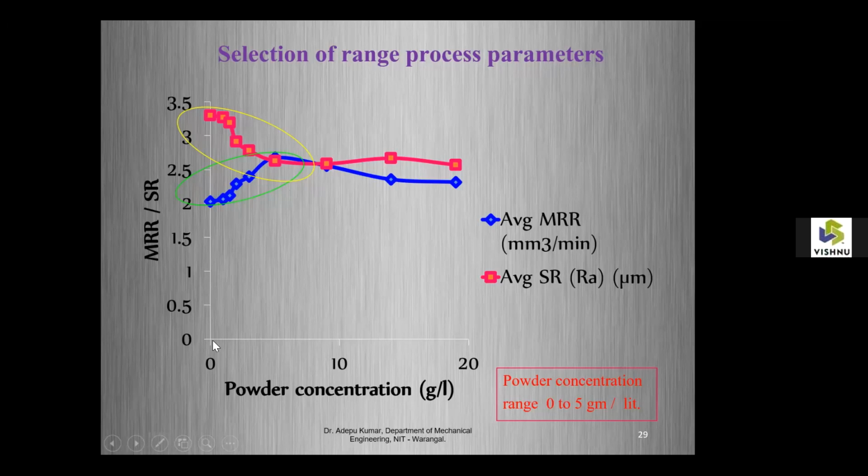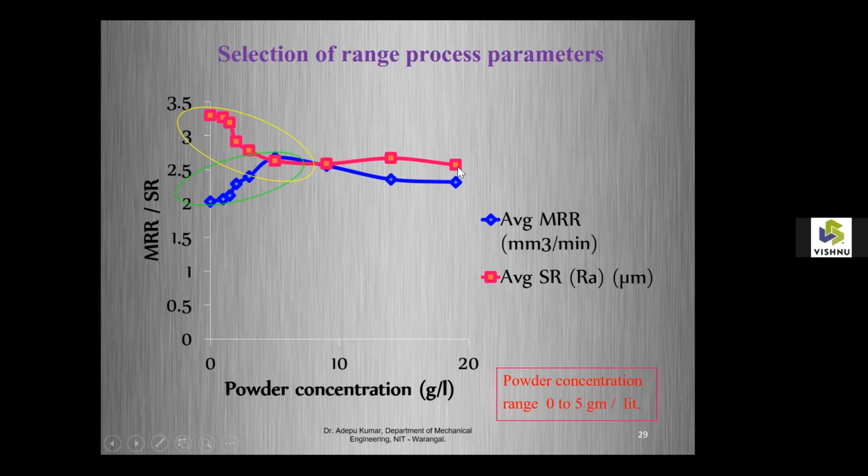Now, unknowingly, I am taking 0 without powder, and 10 and 20. Fine. So with this maximum range, I am performing the experimentation. Then once I take 10, your value is here.